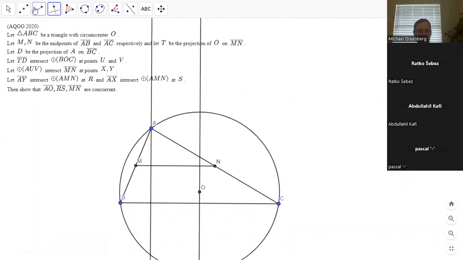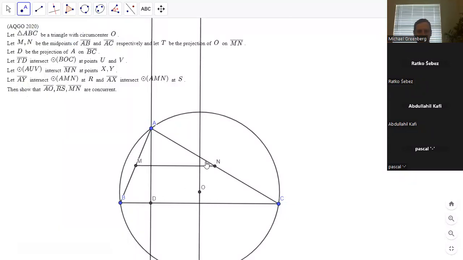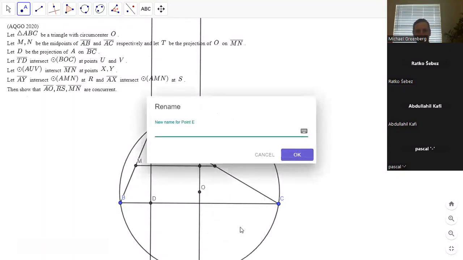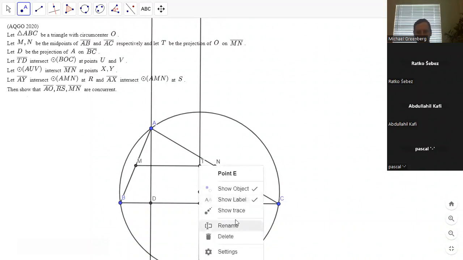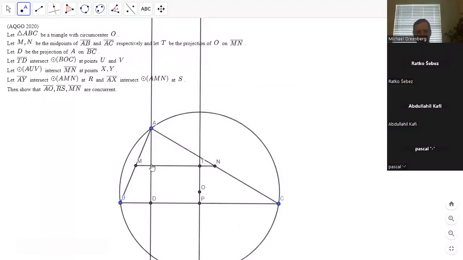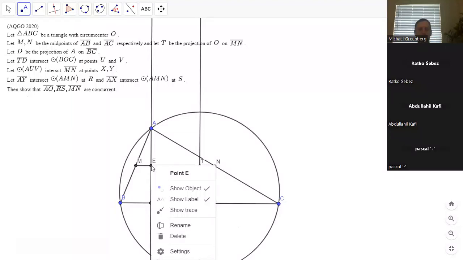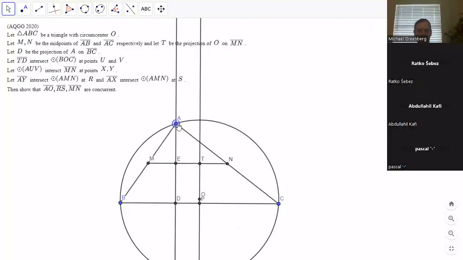So D will be this point, and T will be this point. And why not just make a rectangle? Seems like this might be a useful rectangle. So I'll call this P. And why not just call this something else? So this would be the midpoint of AD. We can call it E. Okay, so we have a rectangle.